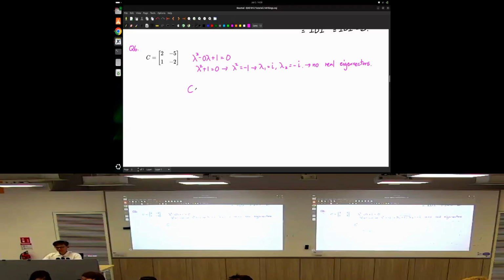So you take C minus lambda I. We have lambda 1 first. I'll solve for lambda 1 first, then lambda 2 actually no need to solve. For lambda 2 we just make a manipulation, I'll show you in a bit. So C minus lambda 1 I times V1 equals the 0 vector. So now you're getting the matrix with rows 2 minus i, minus 5, and 1, minus 2 minus i, times (x, y) equals the 0 vector.